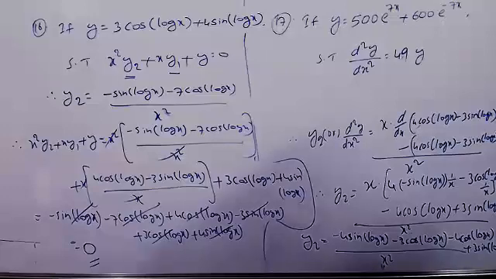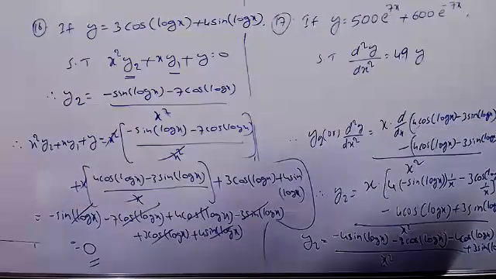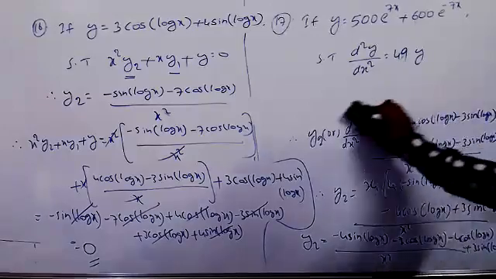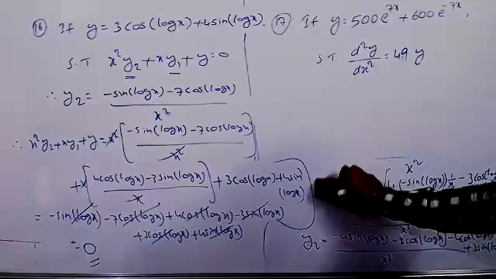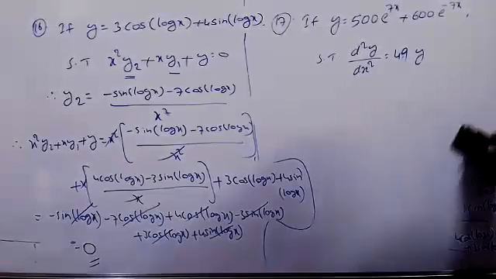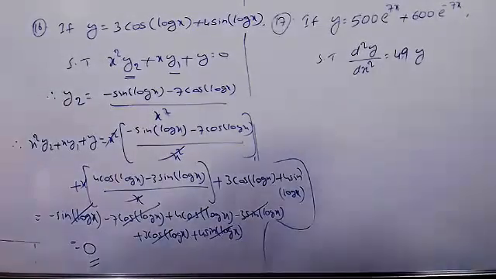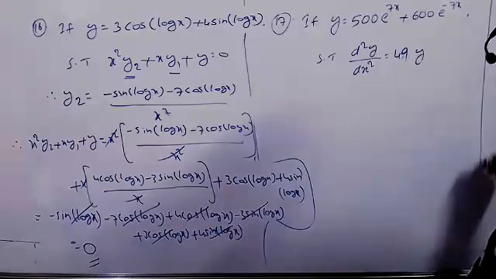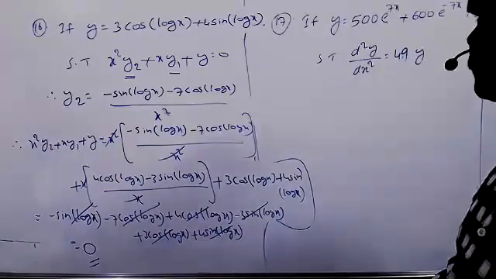Yes, you start now. Next one. Y equal to 500 e power 7x plus 600 into e power minus 7x, and show that d square y by dx square equal to 49y. Start now. It's very easy.